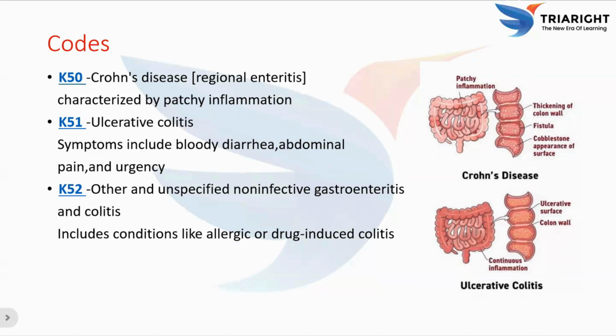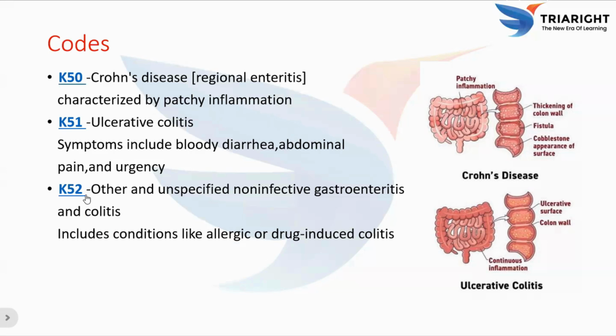This affects the mucosal layer of the bowel. The symptoms include blood, diarrhea, abdominal pain, and also urgency of bowel movement. So whenever ulcerative colitis is diagnosed, just assign this code called K51.